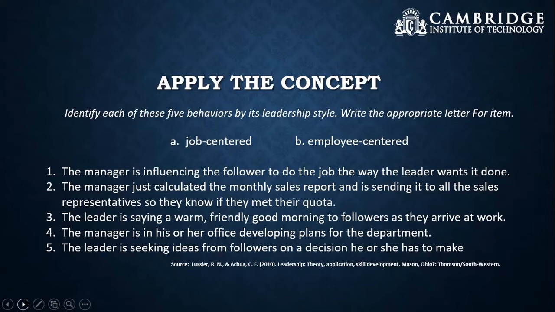Fifth one, the leader is seeking ideas from followers on a decision he or she has to make. This is quite obvious that it is employee-centered because the manager is trying to take the opinion from the followers or the team members to take a decision.